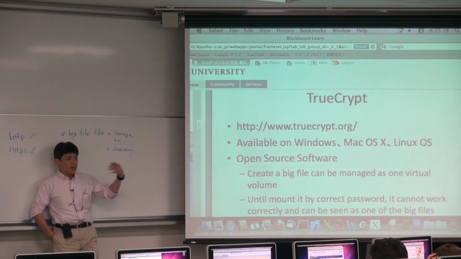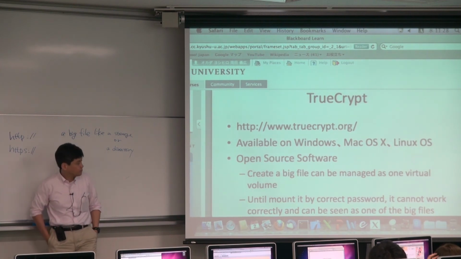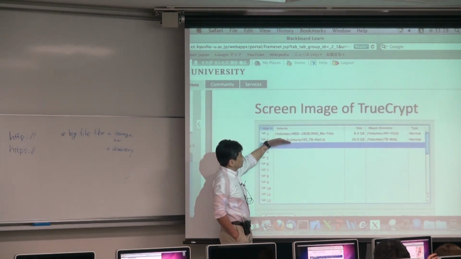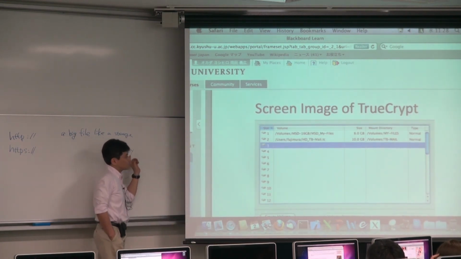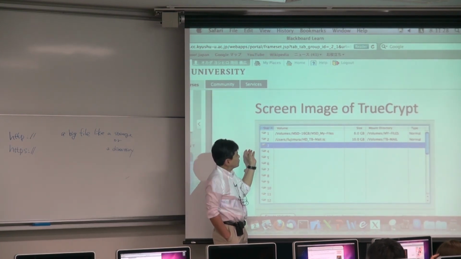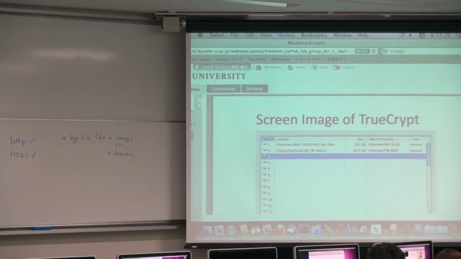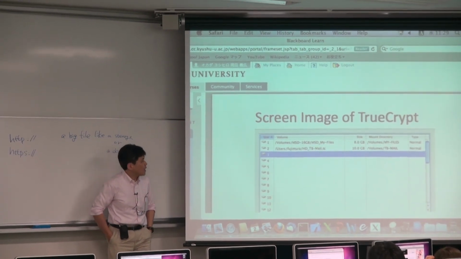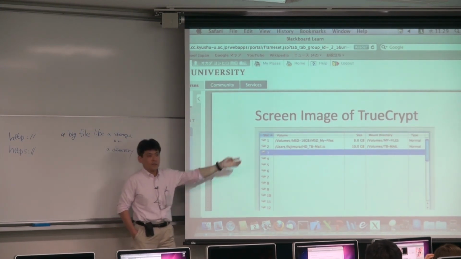For mounting and unmounting, you have to enter a password. The software requires you to enter the password. This is a screen image of TrueCrypt. This is one volume already mounted as one storage or directories. You can store any files into these mounted storages or directories. After accessing these files by entering the password, you can unmount this storage or directories. After that, nobody can access such files.